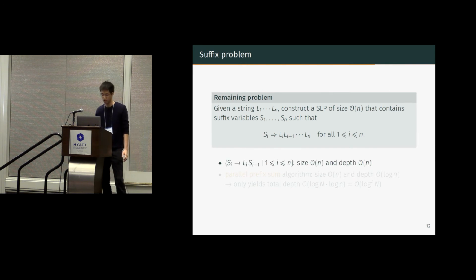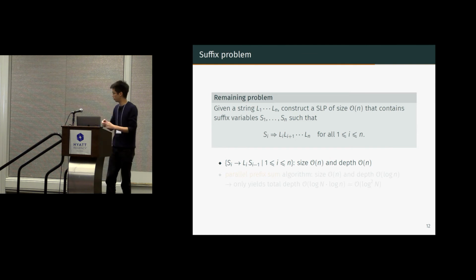So of course there's a simple solution. Just produce them all sequentially. The ith suffix is the ith symbol together with the (i+1)th suffix. This has linear size, but of course the depth is also linear, and so this is too large.